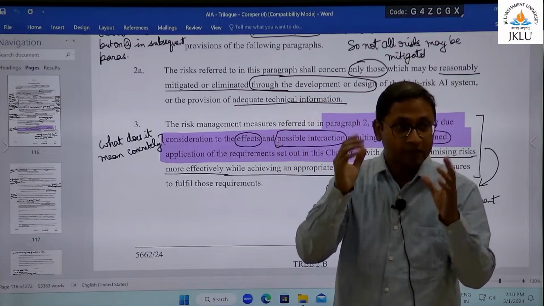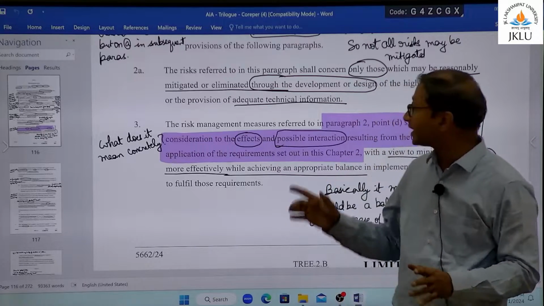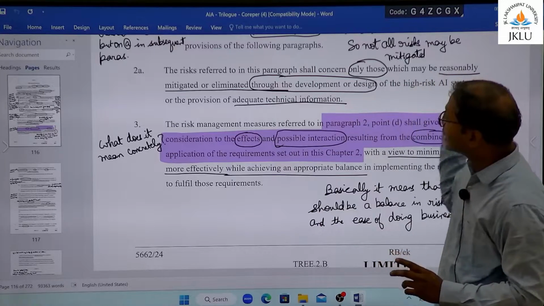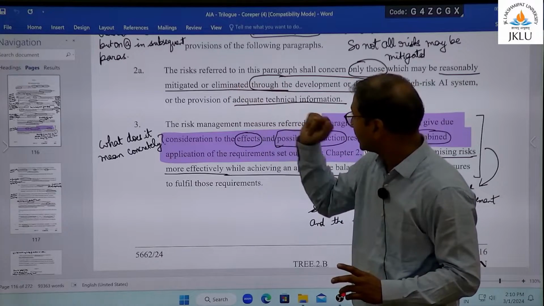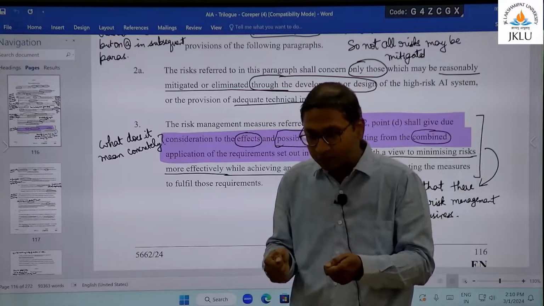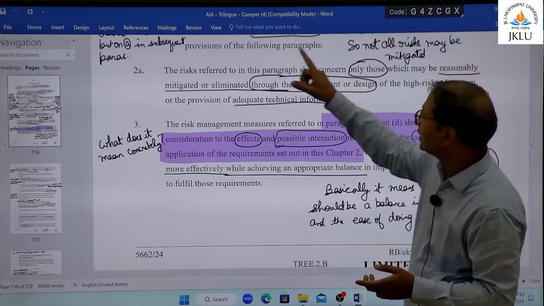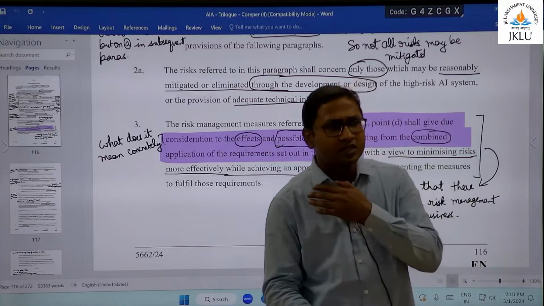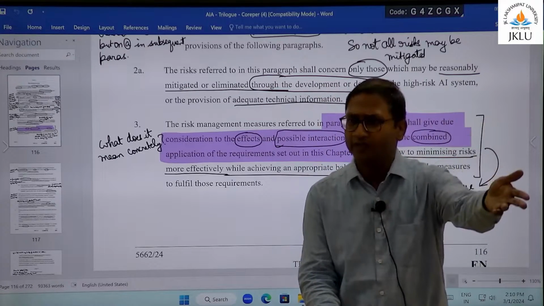See, if this were just guidelines, fine, but this is law. So companies may be penalized for this. And when in law you say things like which may be reasonably mitigated or eliminated through the development or design of the high risk, that means a high risk AI system should be developed and designed in a way such that the risk may be reasonably mitigated or eliminated. This leaves too broad a room for discussions on both ways.